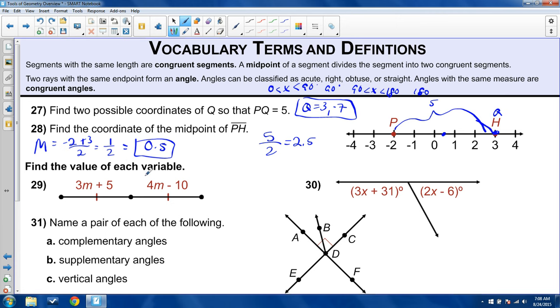Okay, find the value of each variable. We're looking at numbers 29 and 30. Okay, 29, what we have here are 3 points.